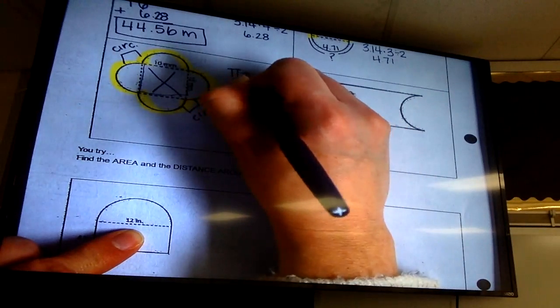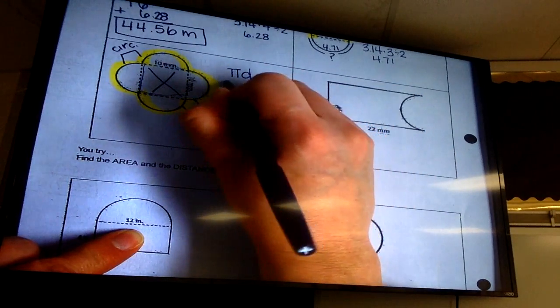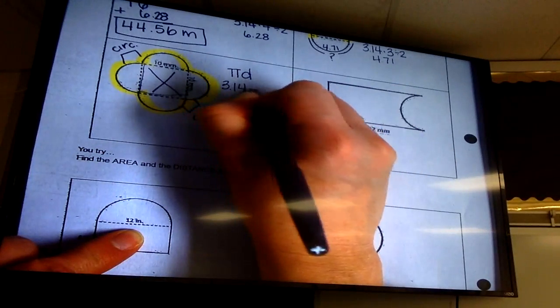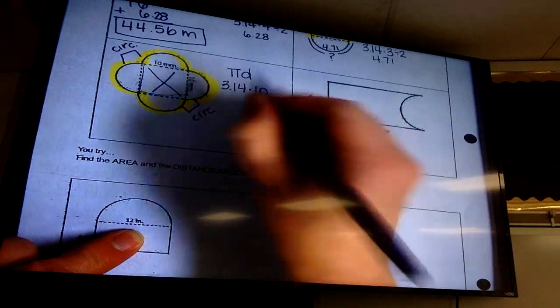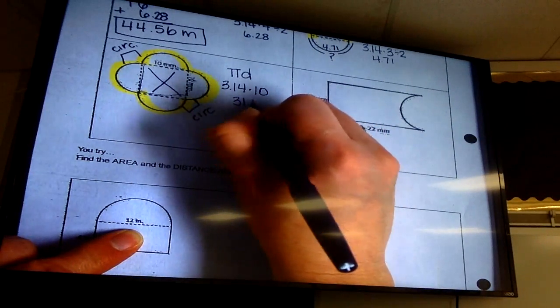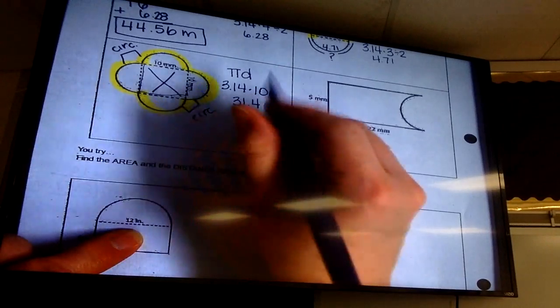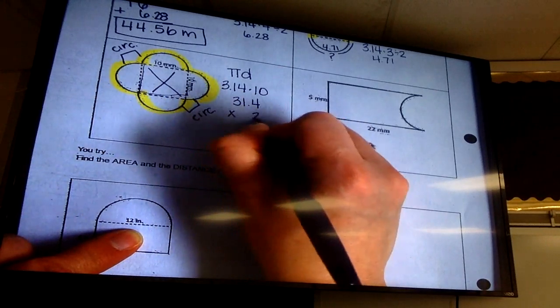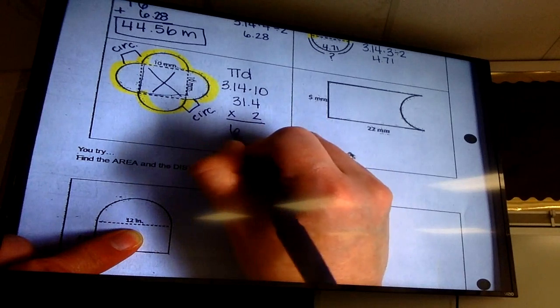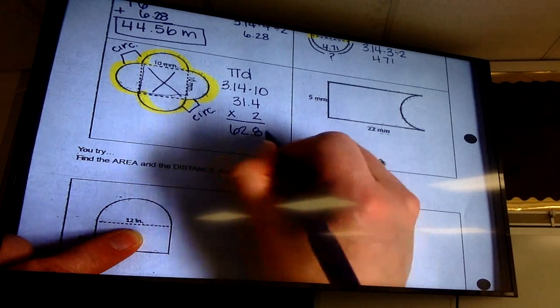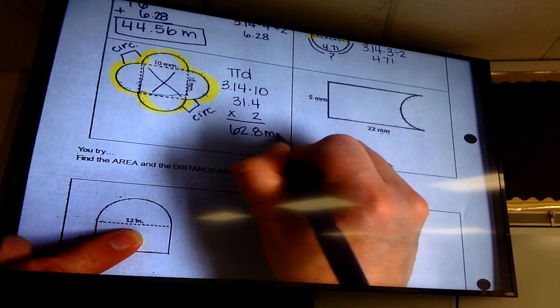So I'm going to say pi times diameter. So 3.14 times the diameter of the circle is 10. So that's going to give me 31.4. And that's if I had 1 circle, but I actually have 2 full circles here. So I'm going to say times 2. And I find out my answer is 62 and 8 tenths millimeters.